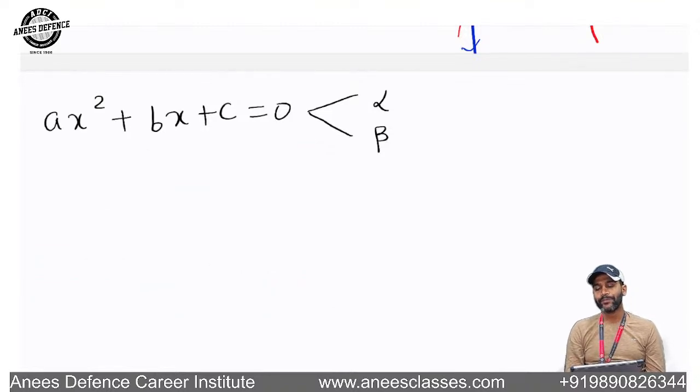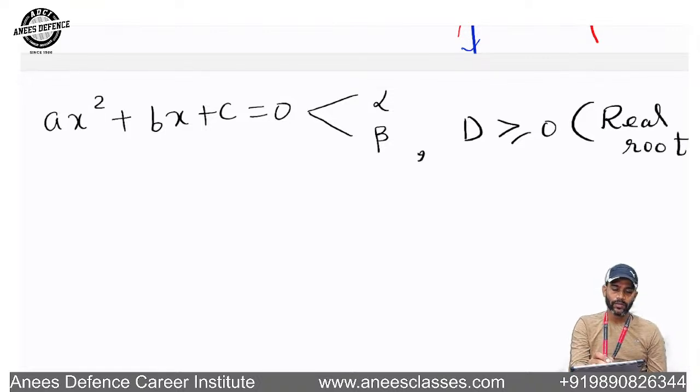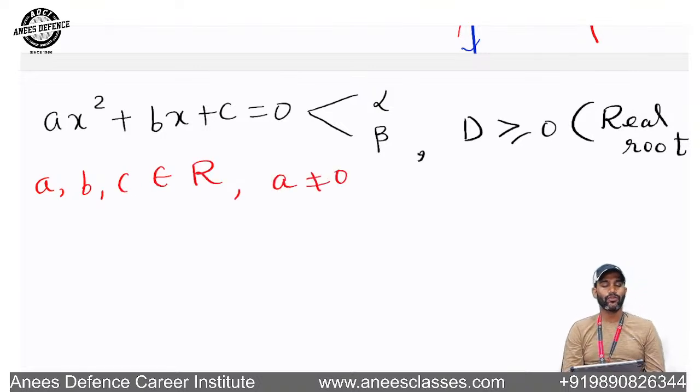So alpha and beta are the real roots basically. So by default our D is greater than or equal to 0 for real roots. So you already know the nature of roots. Now we have to put the condition as well: a, b, c must be real numbers, and a should not be equal to 0.